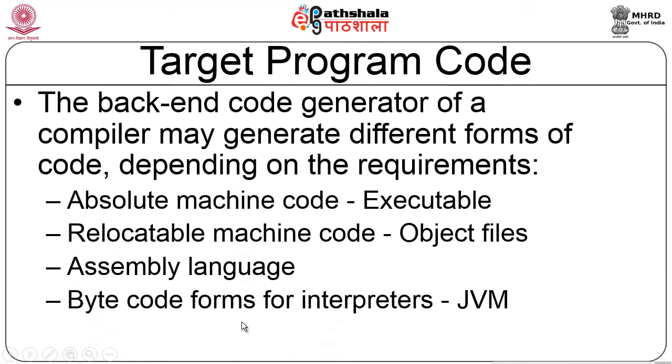The next one is target program code. The backend code generator of a compiler may generate different forms of code depending upon the requirements. It could basically generate an absolute machine code, which is executable by itself, or it could be a relocatable machine code where you will have an object file which will be finally loaded by the loader and then linked by the linker for execution.